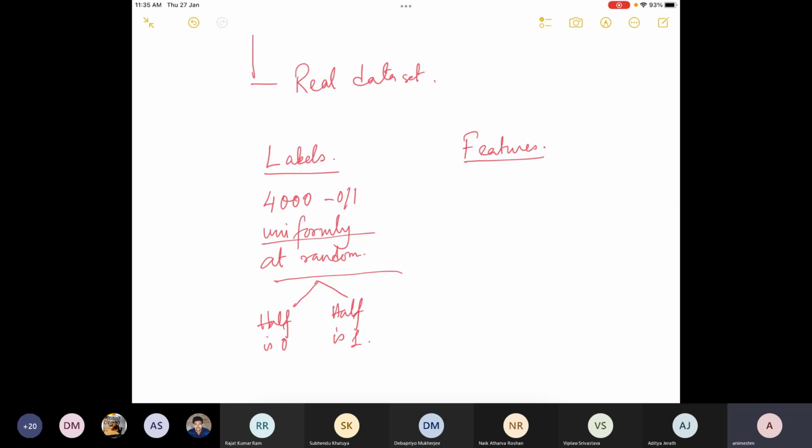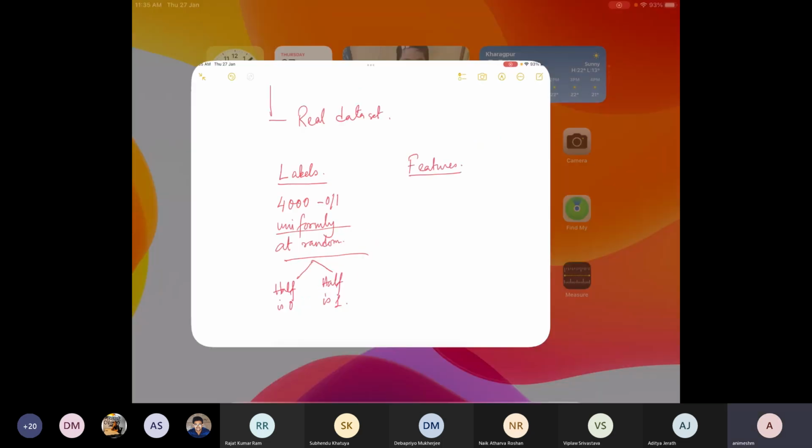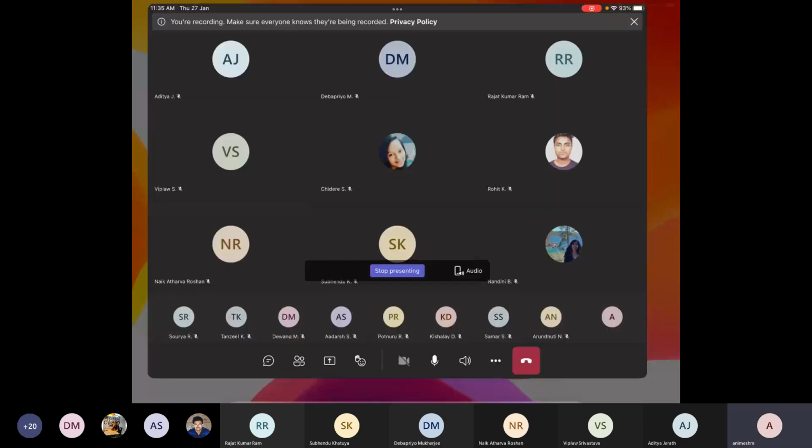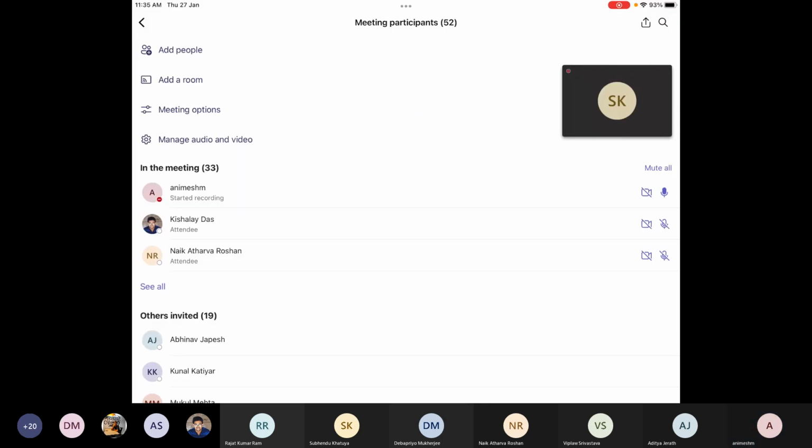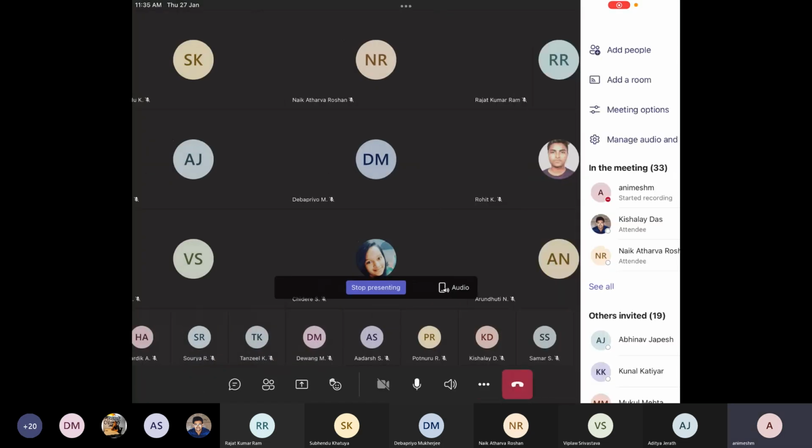Okay, now they have to generate the features. Getting responses like, are students there in the class? Yeah, okay, quite a few are there. Just wondering like, okay, fine.